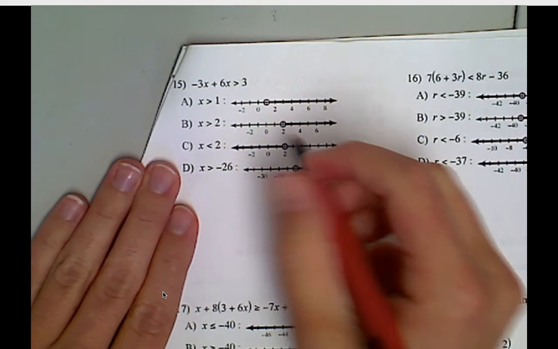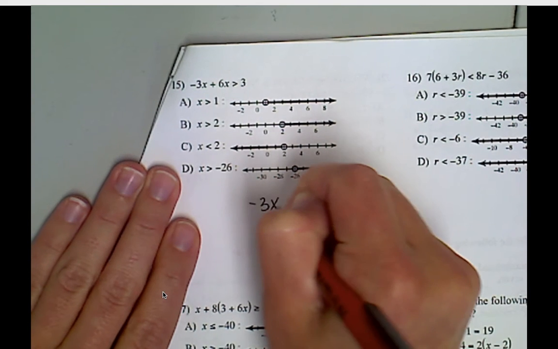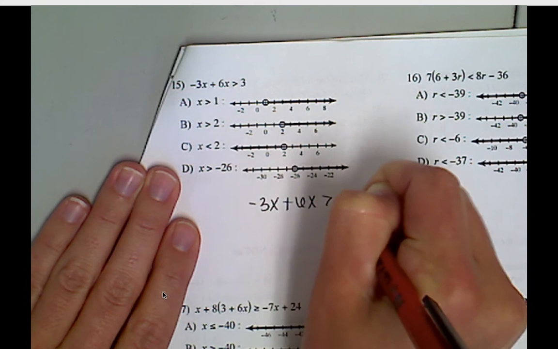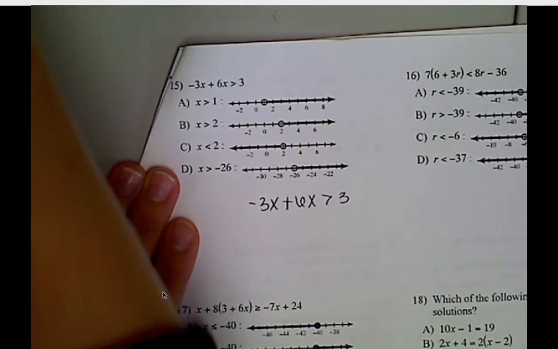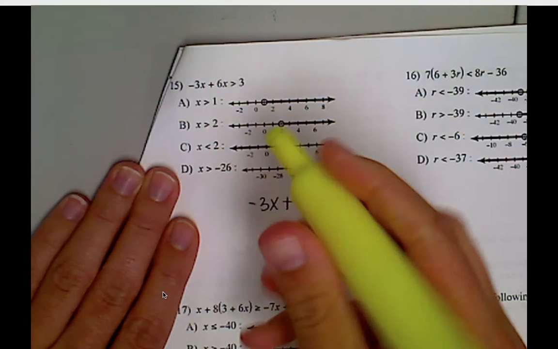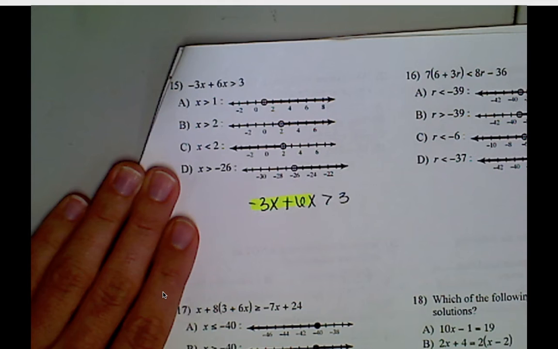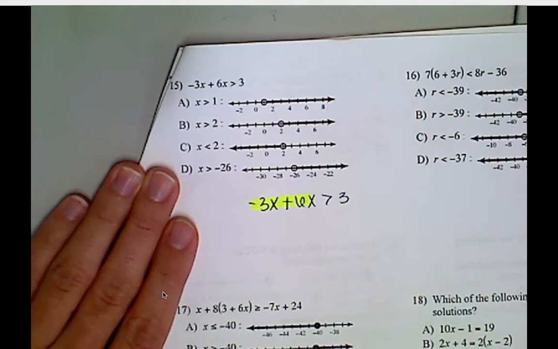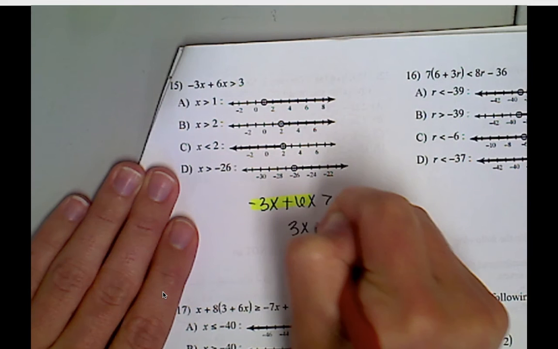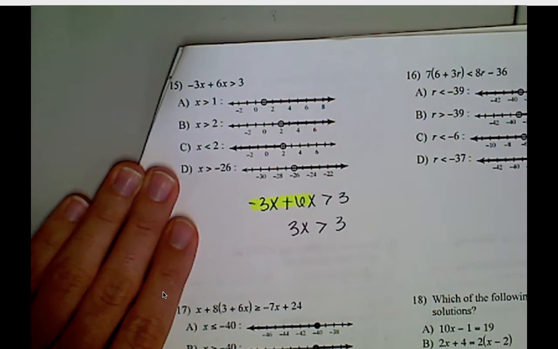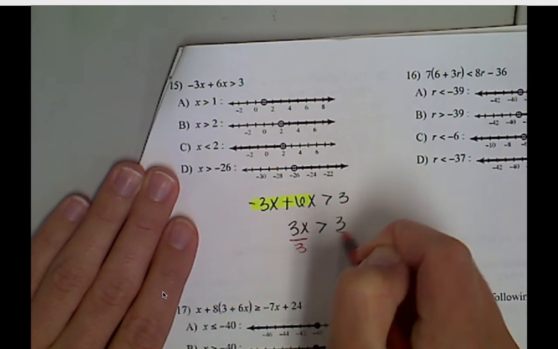Okay, let's look at 15. So 15, we've got negative 3x plus 6x is greater than 3. I see that those two things right there are what we call like terms because they both have x's. When I combine negative 3x and 6x, I'm going to get negative 3 plus 6, which is just 3x is greater than 3.